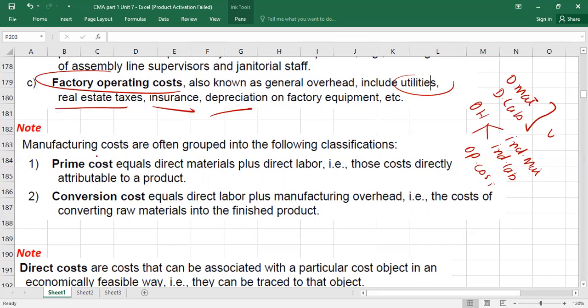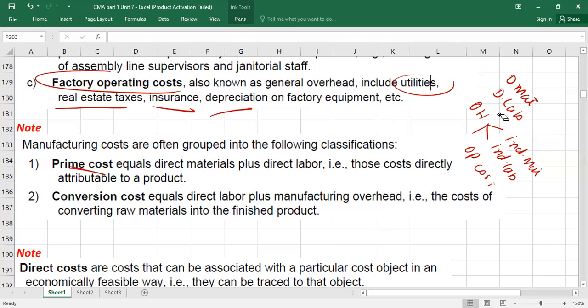Now please remember here, if I add the first two costs, direct material and direct labor, it is known as what? Prime cost. Sometimes in the exam, they will tell you prime cost is $5. It means they have already added the cost of direct material and the cost of direct labor. That is called prime cost. Understood?